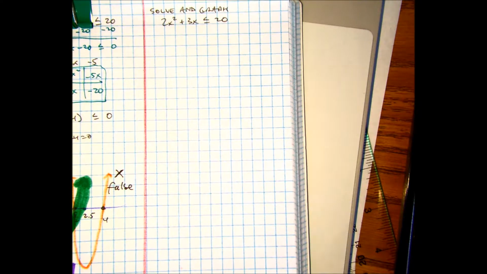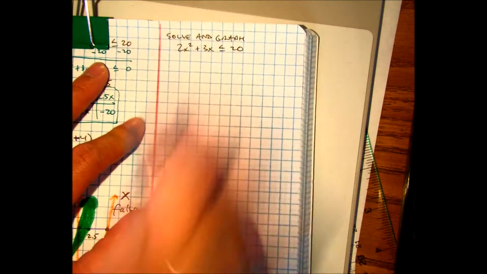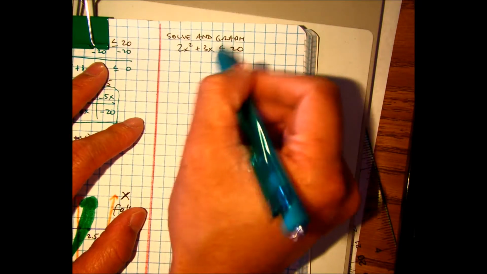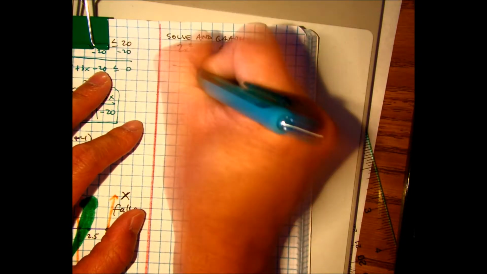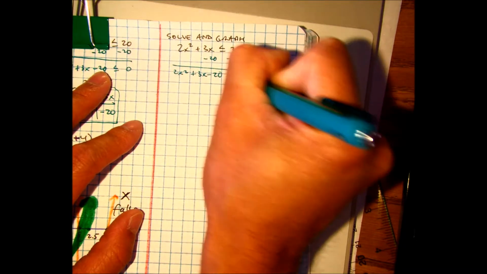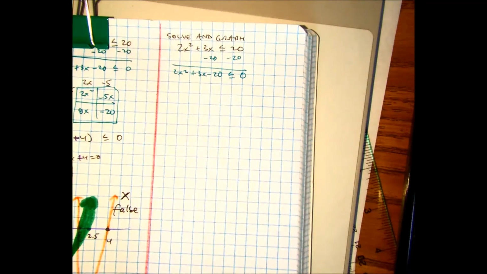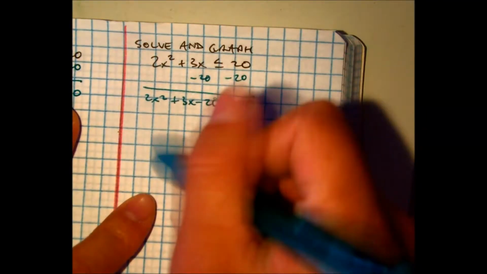We're supposed to solve and graph 2x squared plus 3x less than or equal to 20. I have a quadratic. I'm going to pretend the inequality sign is an equal sign. I'm going to subtract 20: 2x squared plus 3x minus 20 less than or equal to 0. Next thing I'm going to do is take a shot at factoring.